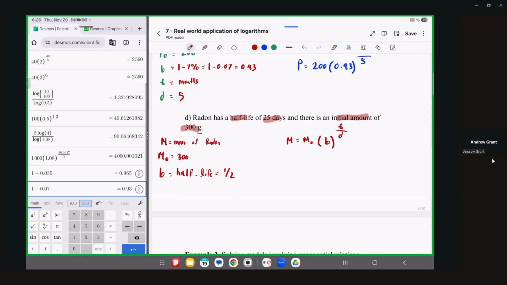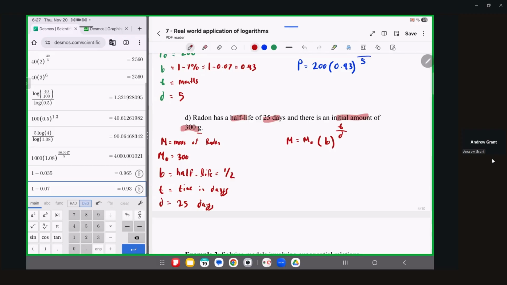So in the case of radon, T is time in days, and D is going to be 25 days. What this means is that it takes 25 days for half of the radon amount to go away. So if you have 300 grams, you could expect that 25 days later you will have 150, and then another 25 days later you'll have half of 150, which will be 75.